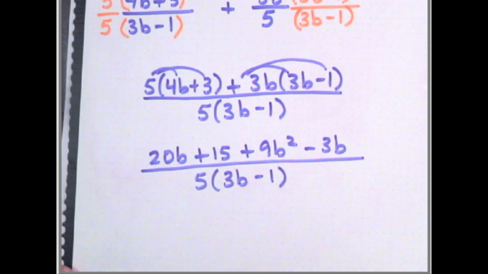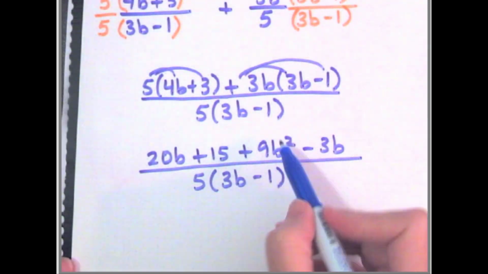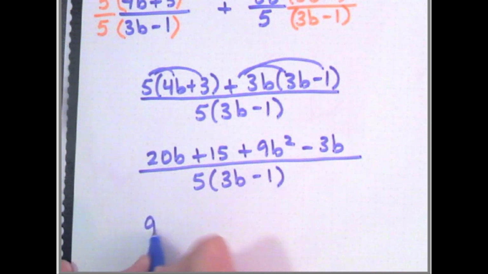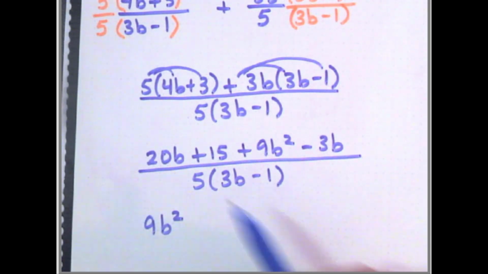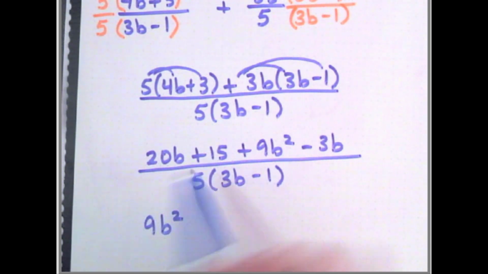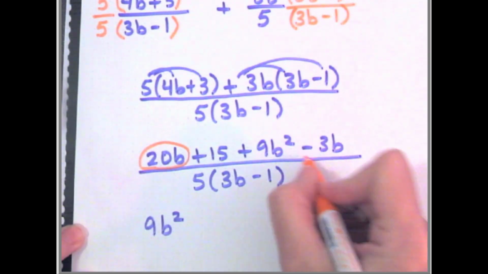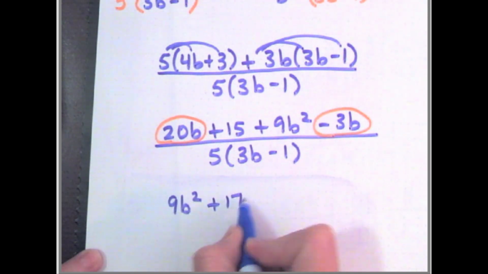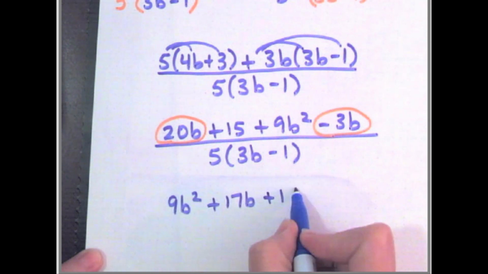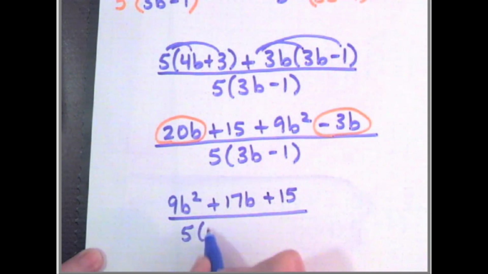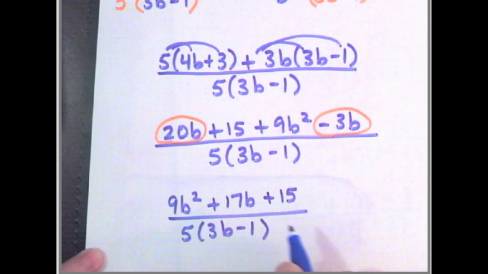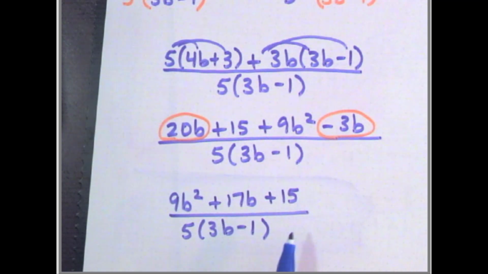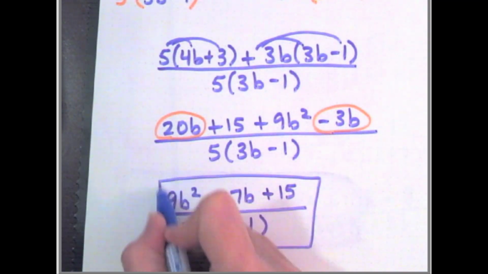Now we'll combine like terms, and I'm just going to put this in standard form as I go. So my highest exponent is 2. I don't see another b squared term, so I'm going to go ahead and write down 9b squared. Next we'll go to the b terms, so I've got a 20b minus 3b, and that gives us 17b, and then plus 15, all over 5 times 3b minus 1. If we were to try to factor the numerator on this one, it would not factor over rational numbers, so we can just leave our answer like this.